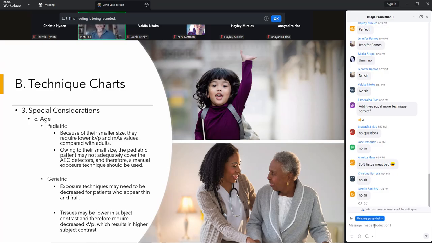Geriatric patients, same thing. If they're frail, their muscles have atrophied, maybe they have osteoporosis, technical adjustments in kV may be required. And we drop the kV on geriatrics, remember, because according to our radiation protection, as we get older, your whole body cumulative dose increases every year. It goes up. Okay. So pediatrics, we want to drop kV and mass, a combination of the two. With geriatric patients, we're okay just dropping the kV.